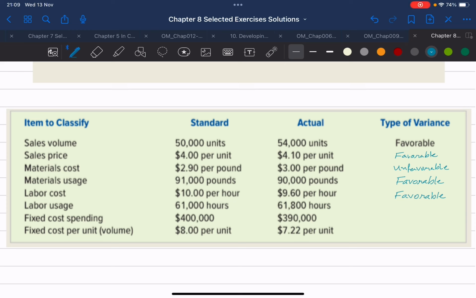Next is labor usage. Standard 61,000 hours, whereas the actual is 61,000 hours and 800, which is higher than the standard. So we needed more labor hours to produce our product than what we had planned. So that is an unfavorable variance.